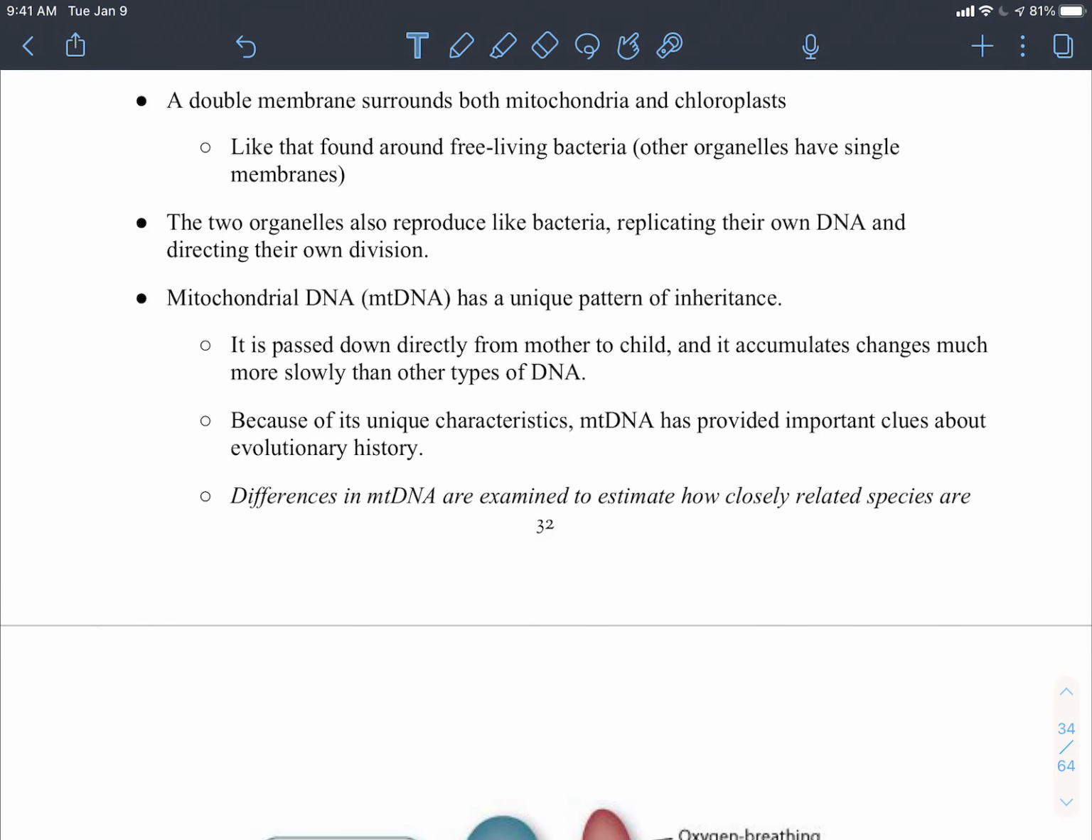Mitochondrial DNA also has a unique pattern of inheritance. It is passed down directly from mother to child, so it accumulates changes much more slowly than other DNA. Because of its unique characteristics, mitochondrial DNA has provided important clues about evolutionary history, and these differences are used to estimate how closely related species are in typical evolutionary biology.